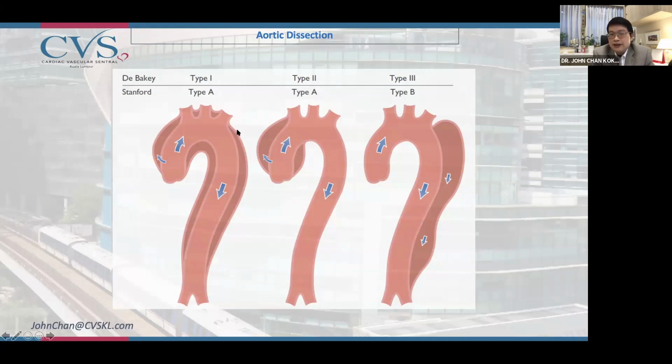So the first line treatment for blood pressure control in this condition is beta blockers, and only after you have maximized the dosage of beta blockade, getting the heart rate down to about 60, and if the blood pressure is still not controlled, then you can add other forms of antihypertensives.